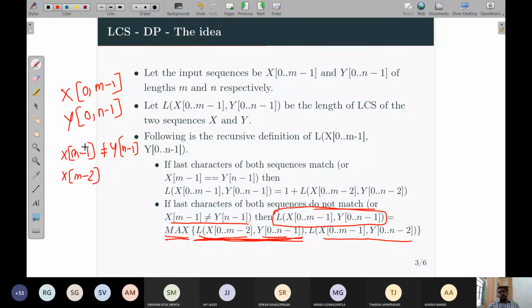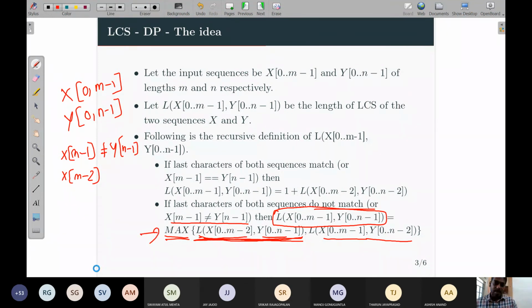One cell towards the up. If these letters are matching, obviously you can add 1 and call the same function for this. But in this case, you have to take the maximum value of two quantities, which are again recursive calls. Length of x value reduced by 1, y value same. Y value reduced by 1, x value same. That means 1 towards the left, 1 towards up, take the maximum. So that is how the logic works.